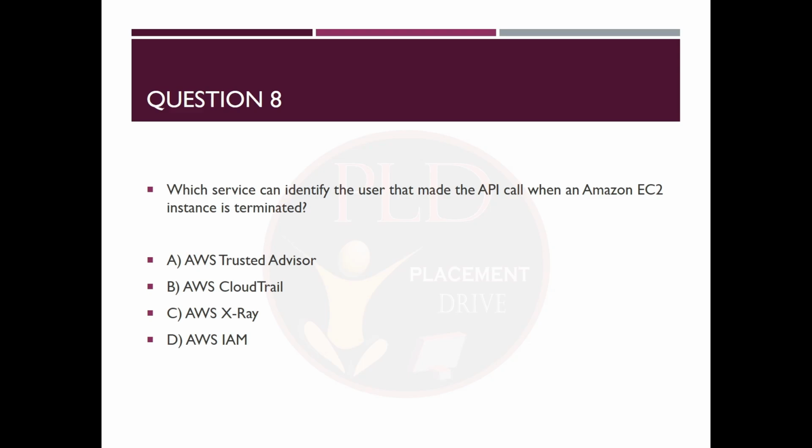The eighth question is, which service can identify the user that made the API call when an EC2 instance is terminated? Option A is AWS Trusted Advisor. Option B is AWS CloudTrail. Option C is AWS X-Ray. Option D is AWS IAM.